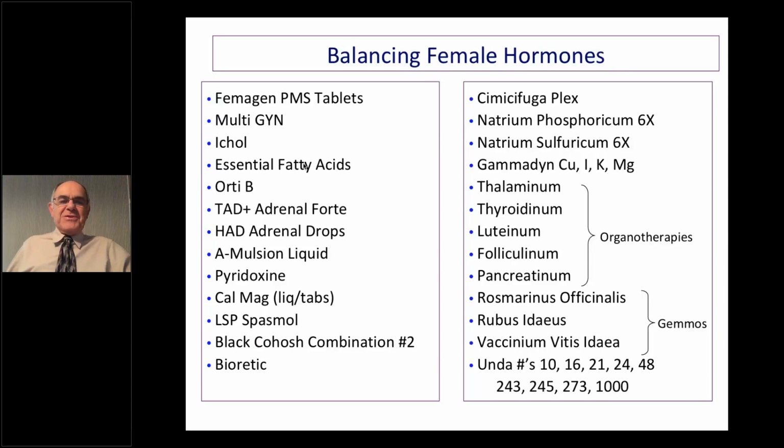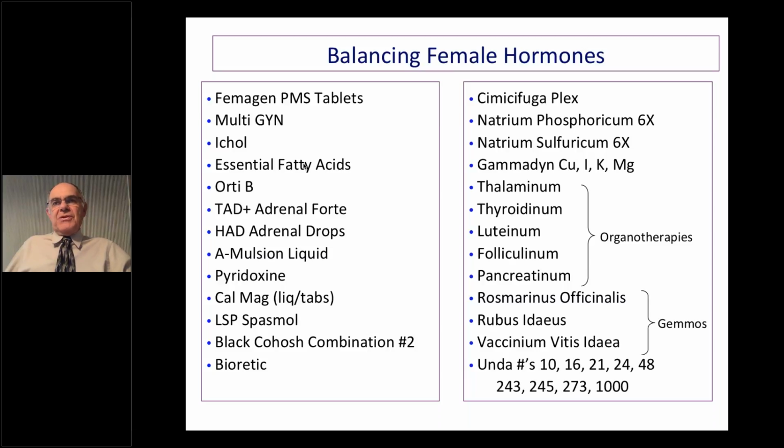B vitamins and probiotics are probably always a part of this. On the right side of this, we have some very specific remedies. The lutein and folliculinum are literally made from the hormone itself. They don't contain hormone because they're homeopathics, but they support the body's ability to make the hormones. That's always what we're interested in doing.